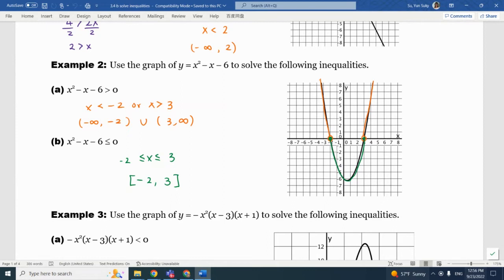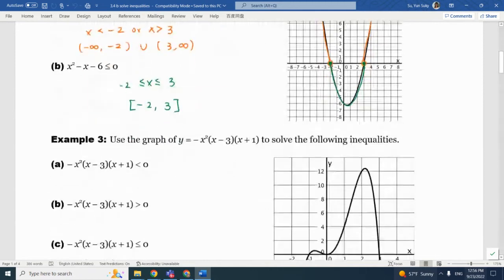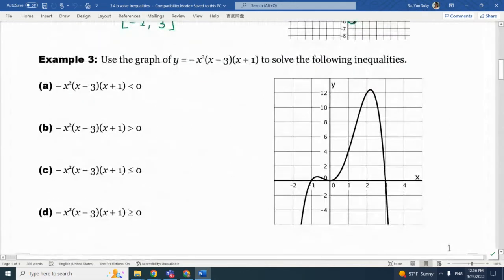So far, so good, everybody? Okay, and last time I asked you to work on this problem. Now let's check our work. Okay, so we are given the graph. We're given the graph of this function.